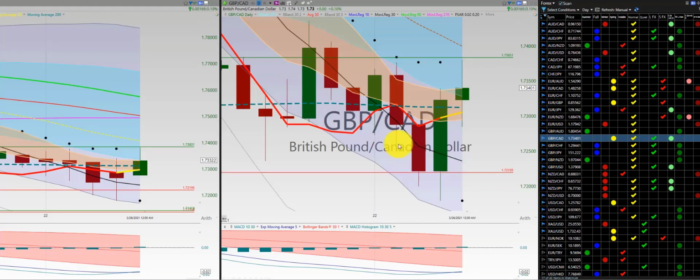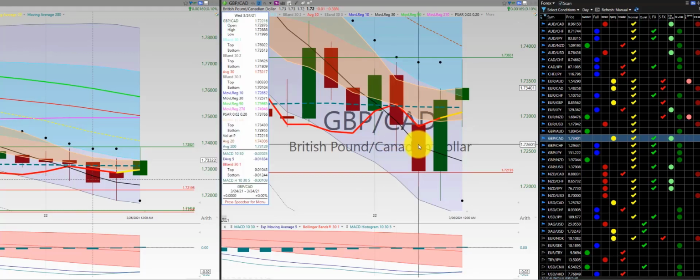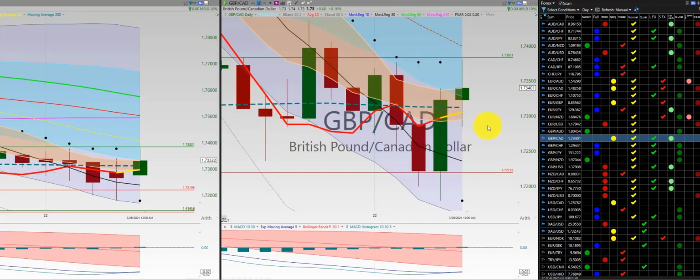British pound, Canadian dollar. No trade. Red Heikin-Ashi above the RL10. That was interesting there. No trade. We had an initial trade here with a loss at the RL10. Did not trade it back in the other direction.